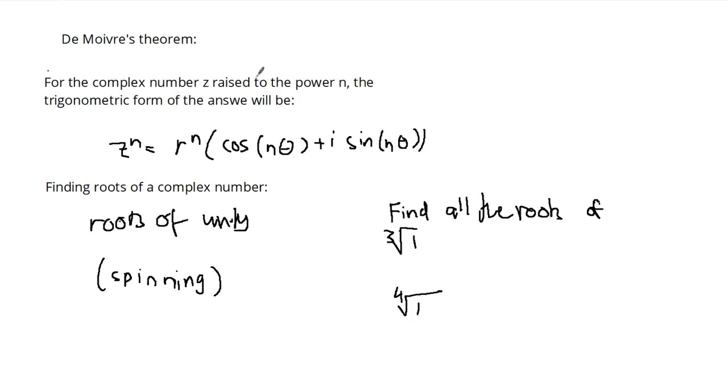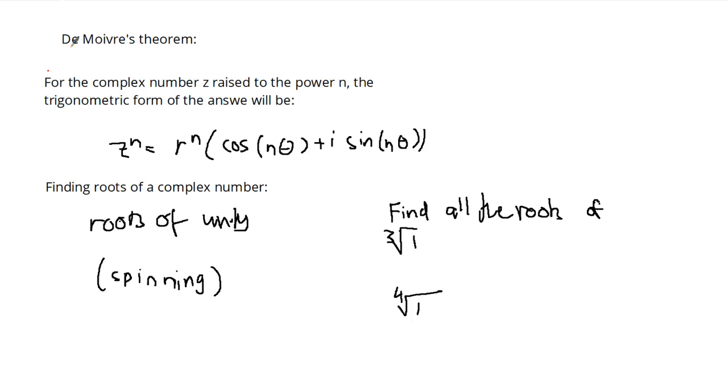So anyways, this is called De Moivre's theorem. De Moivre's theorem states that for the complex number z raised to the nth power, the trigonometric form of that answer will be z to the n equal r to the n times cosine of n theta plus i sine n theta. And you could derive that from the multiplication rule quite easily.